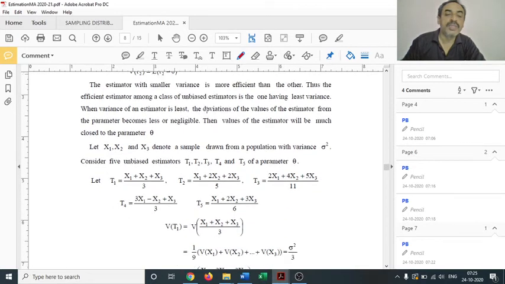Now, the estimator with the lesser variance is said to be the more efficient estimator. So, in order to examine efficiency of an estimator, first we will consider only unbiased estimators. And among this class of unbiased estimators, the least variance estimator is said to be the most efficient estimator. What is the meaning of variance being less?